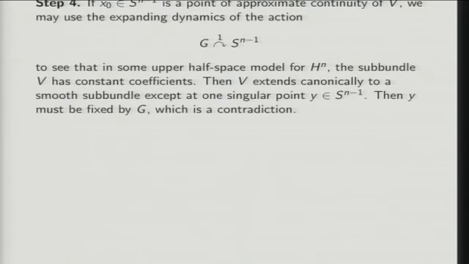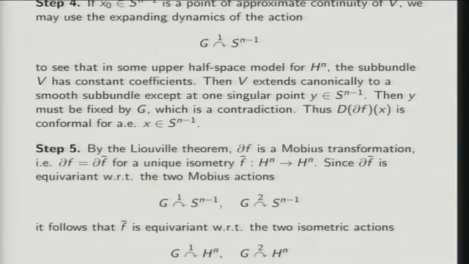Okay, so the upshot of this is that the derivative must be conformal almost everywhere, and then you apply the theorem which I mentioned earlier. It tells you the derivative is conformal almost everywhere. So actually, this is a Möbius transformation, and therefore it's equal to the boundary homeomorphism for some unique isometry, say f bar. And then this thing is equivariant with respect to the two Möbius actions. You just chase through and you see that means this f bar is equivariant, and you're done.